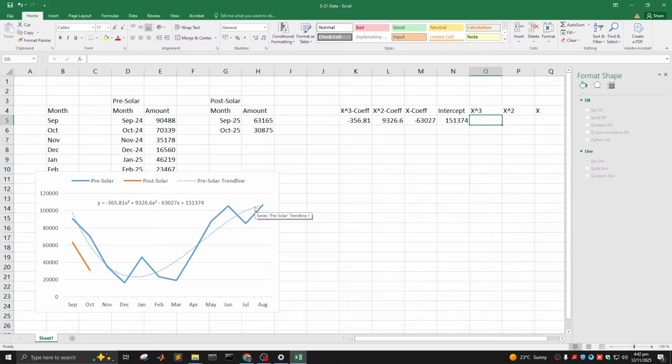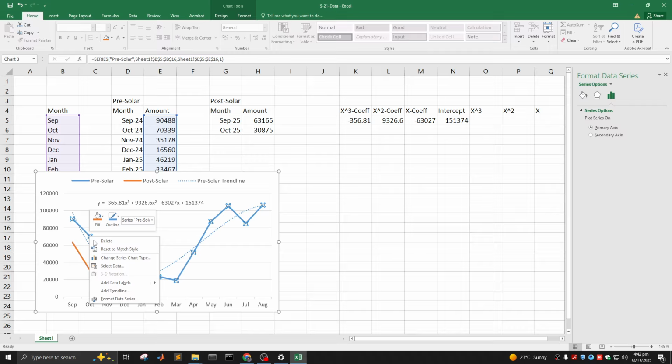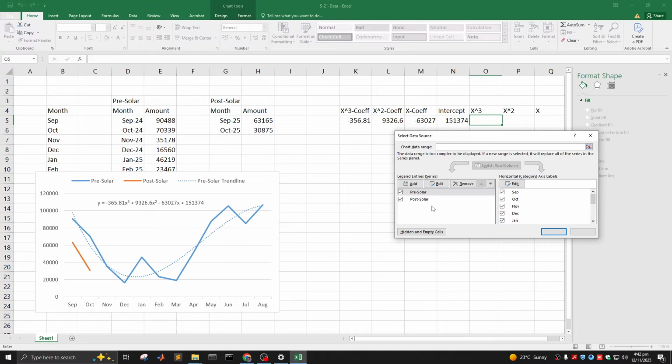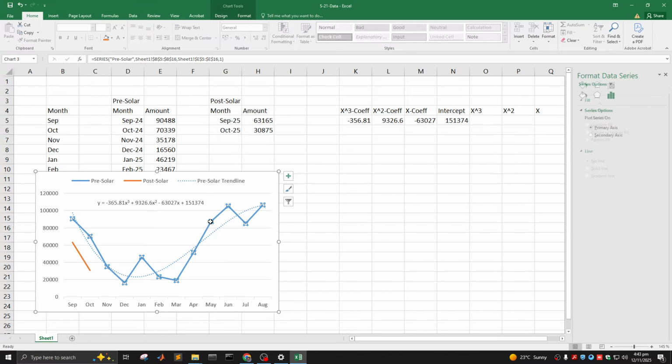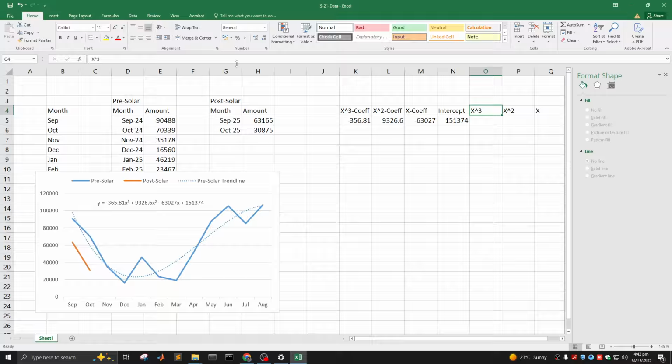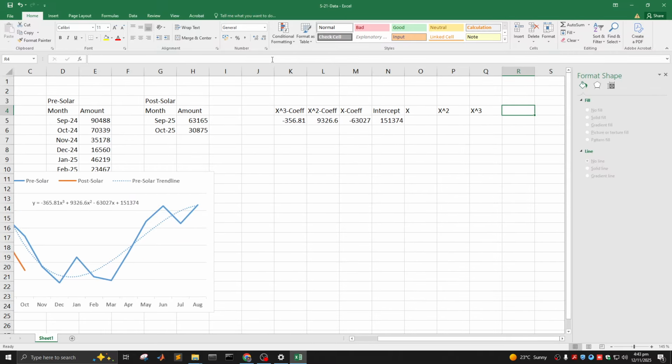X cubed is the value that the variable takes. For the first month, it's 1. For the second, it's 2. This is by default with Excel. If I could right click, select data, go to these, notice these are the values that Excel takes. The relationship is between 1, 2, 3, 4, 5, 6, 7, 8, 9, 10, 11, 12, and these amounts. That's what the trend line is relating x and y as. Okay, so if my x, I should write this as x, keep this as x squared, and then this as x cubed. Yeah, that would be a nicer way to do it.